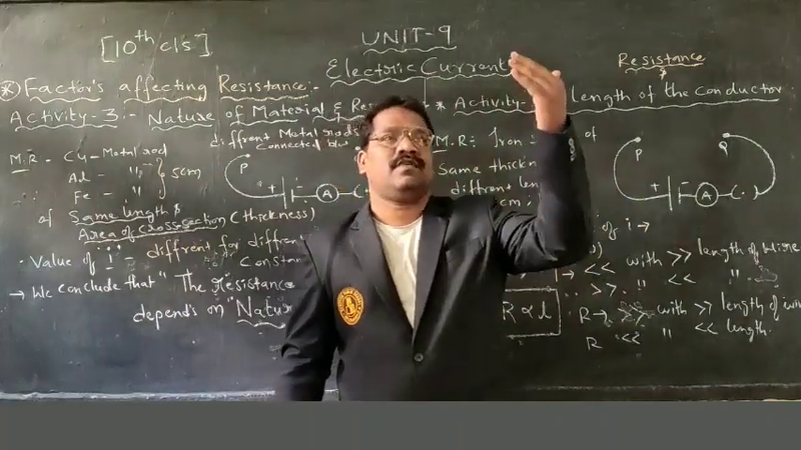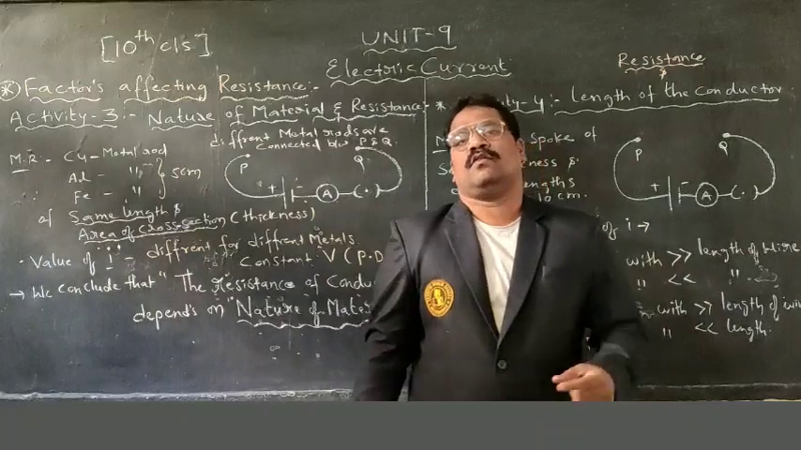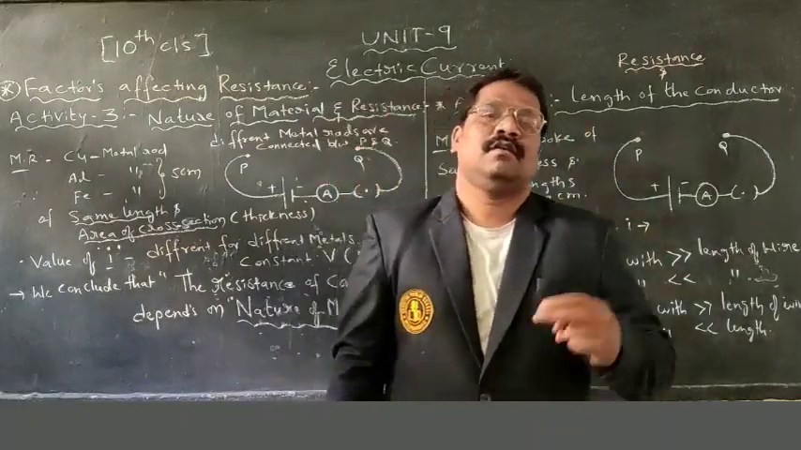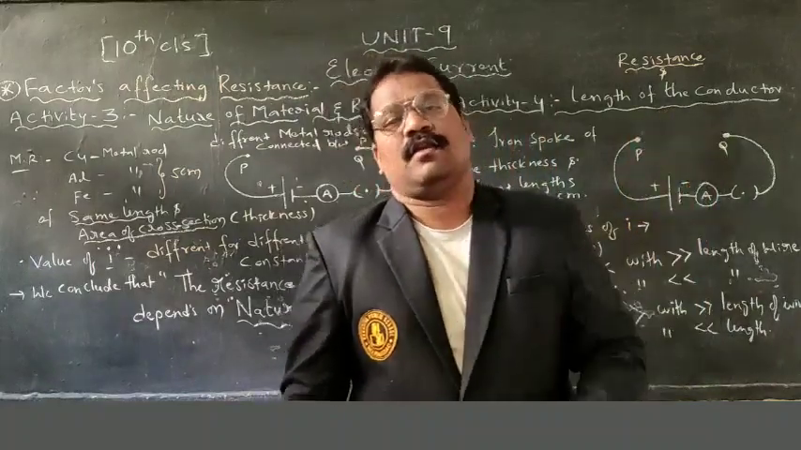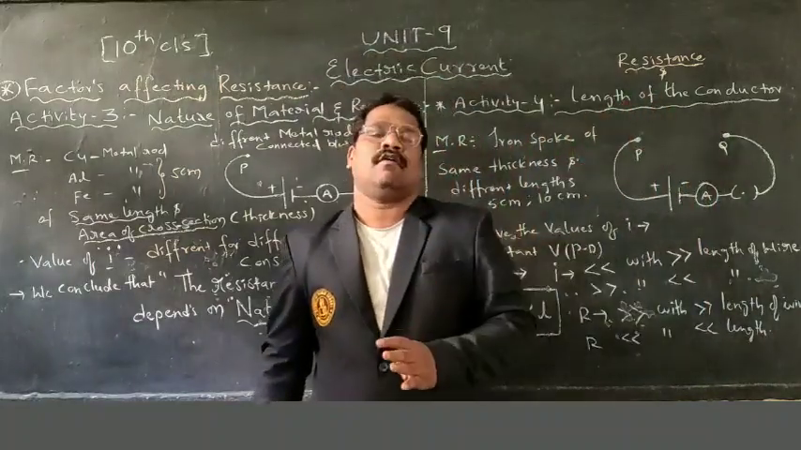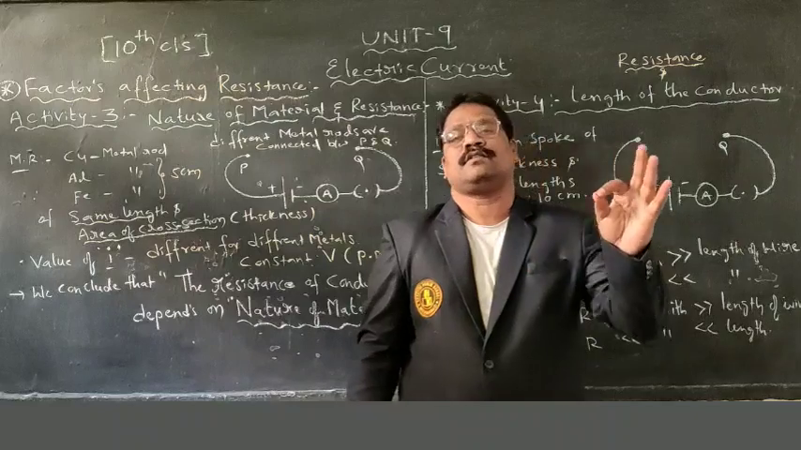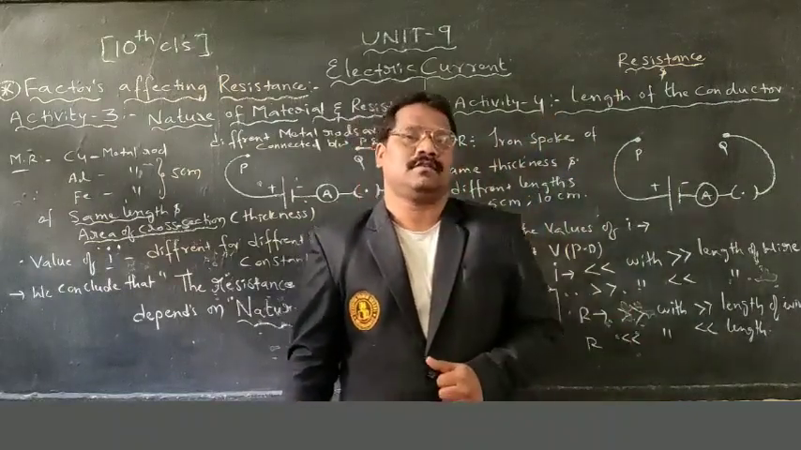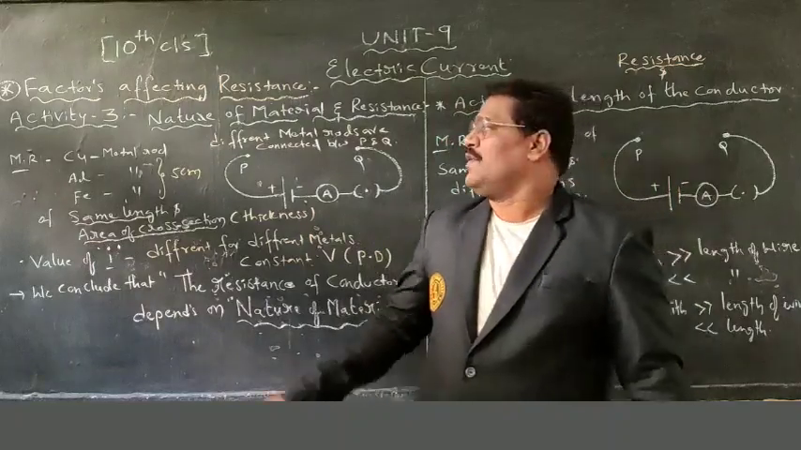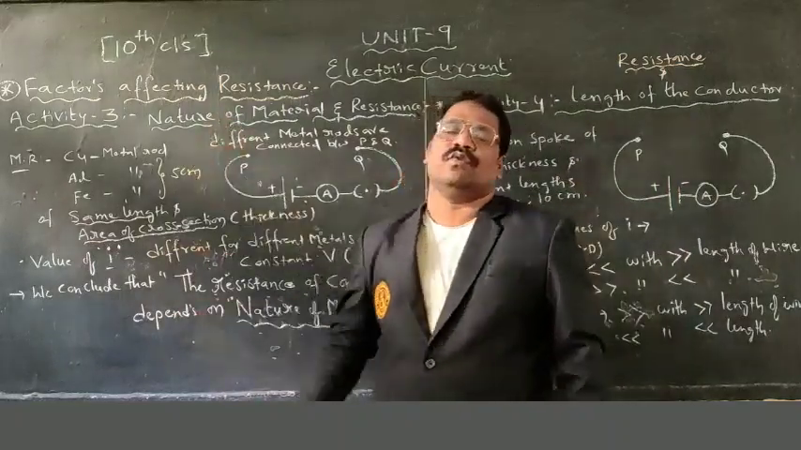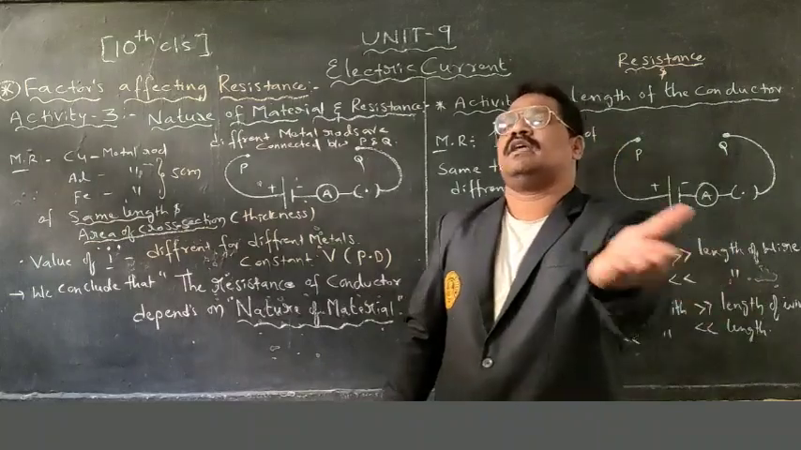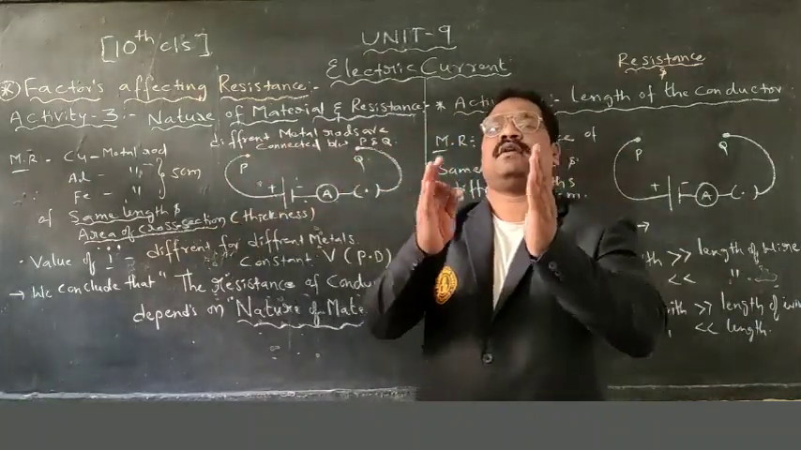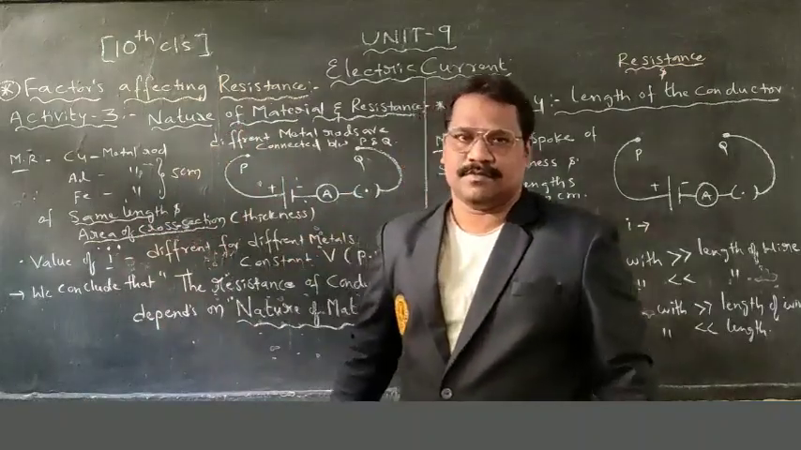In the previous class, we have seen what those are: temperature, nature of the material, length of the wire, and area of cross section or thickness of the wire. All these factors will affect resistance. Within that, we have completed Activity 2, in which we saw how temperature affects resistance.